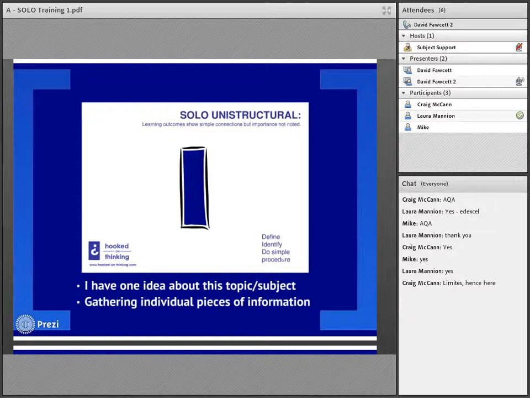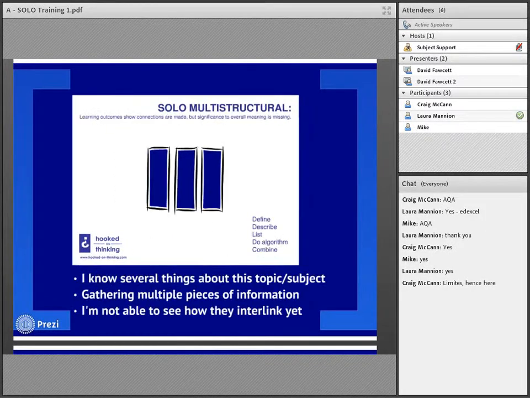The next level up is the unistructural. Unistructural is where they know the one idea, the one big principle about the topic. In an anaerobic lesson, the fact that they are going to be looking at anaerobic respiration may be the one key principle. So the one thing that they learn in the lesson is that there's something called anaerobic respiration. Very simple information indeed.